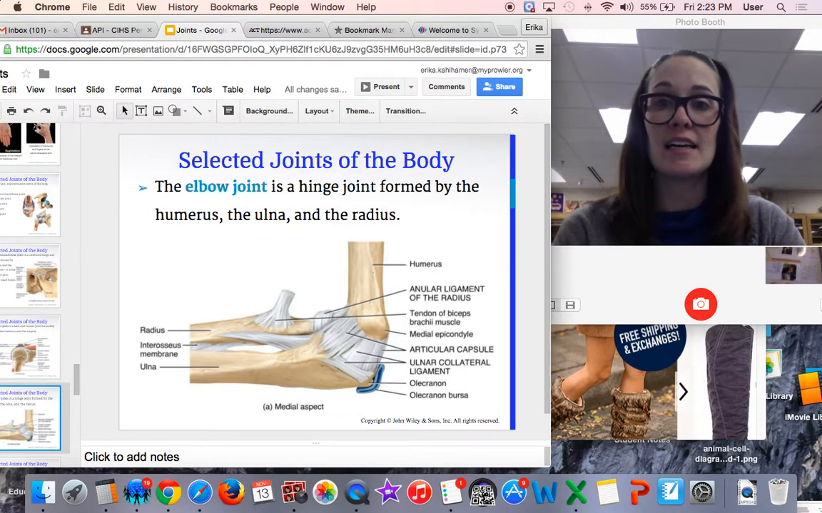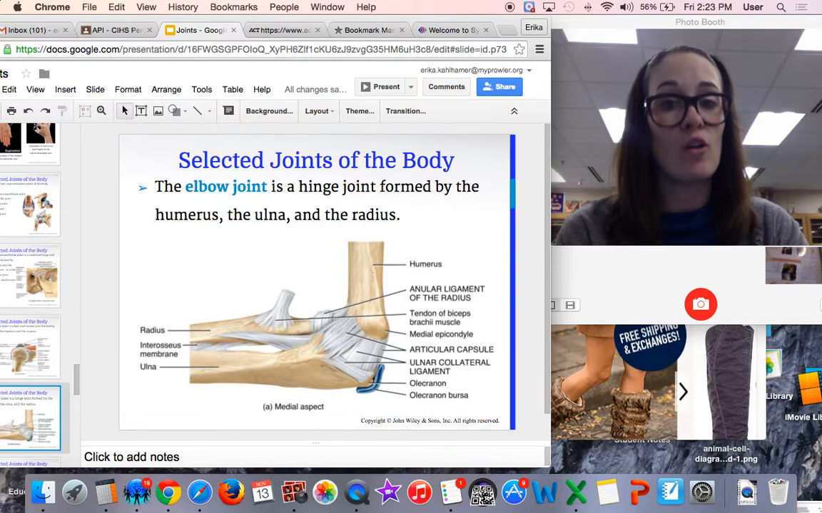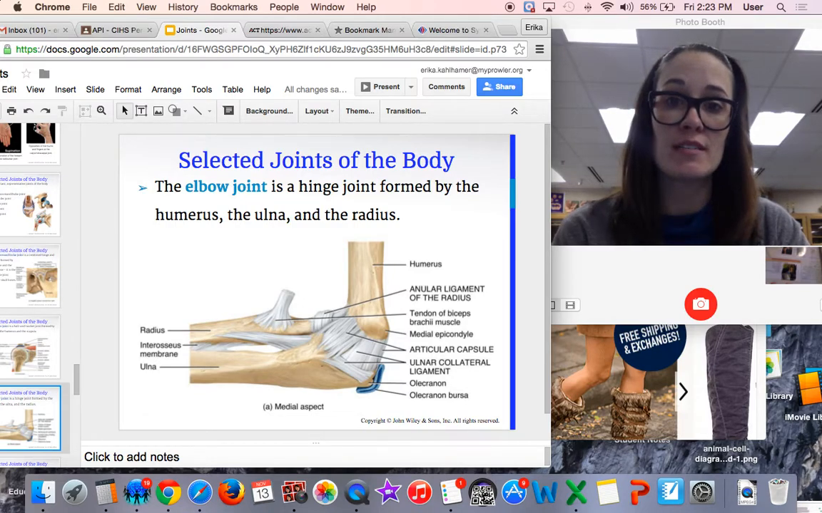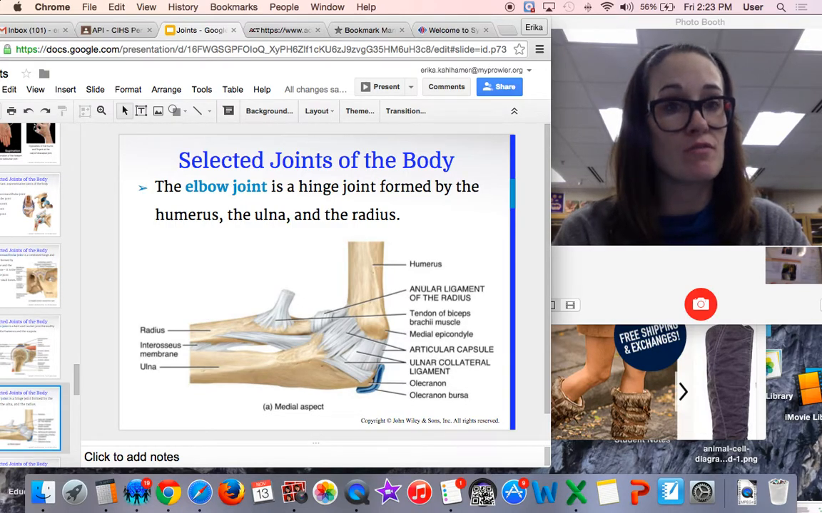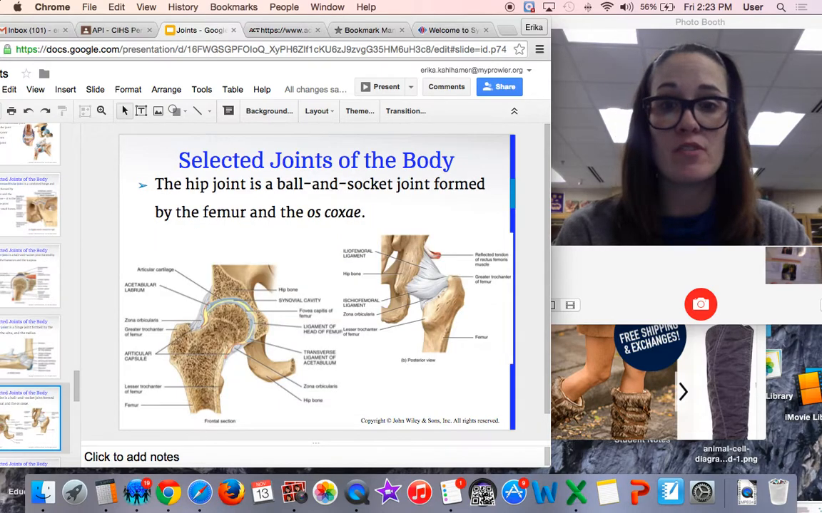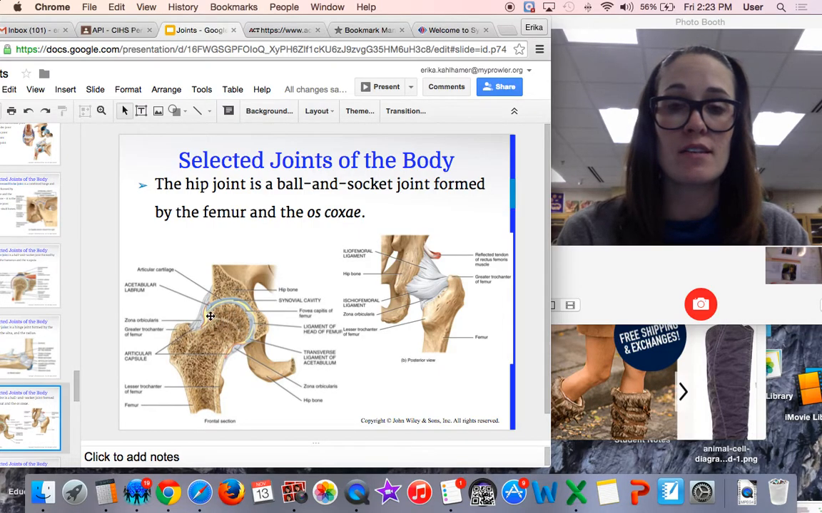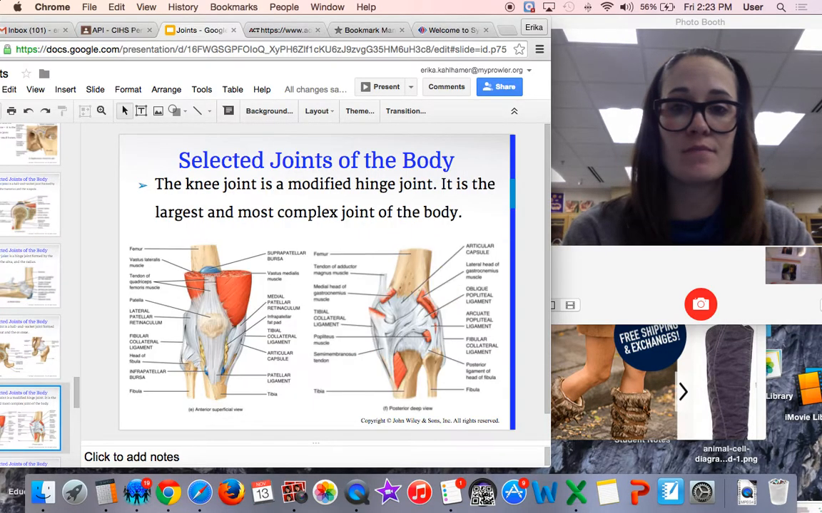And we see the elbow joint between the ulna and the humerus. And also in that joint, we also find the radius, the pivot joint there. The hip joint is a ball and socket, formed right there. You can see it's tightly in there.